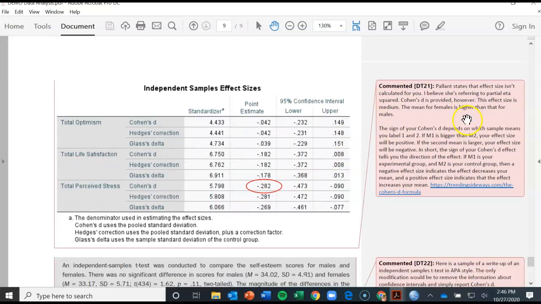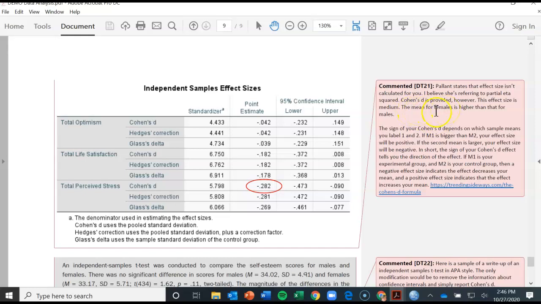Now, Pallant, and I found this confusing in your textbook, states that effect size isn't calculated for you. I believe what she's referring to is the partial eta squared. And there are these effect size calculators out on the web. They are quirky, and I found that different calculators produce different results. I'd rather just stick with SPSS. Cohen's d is provided for you, so I think you can rely on that.